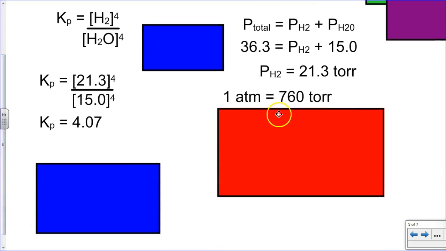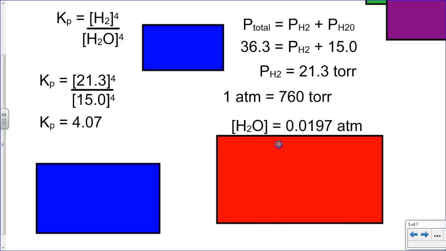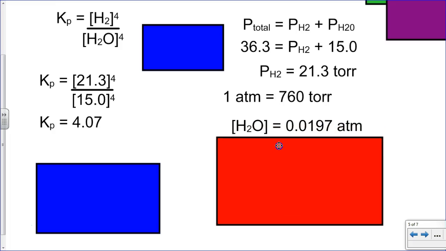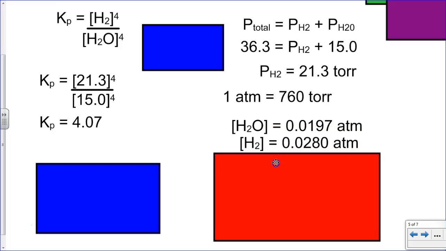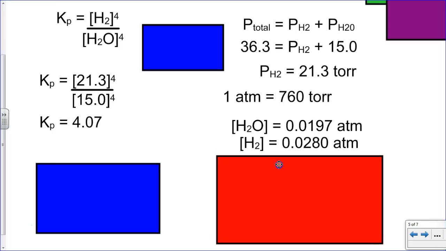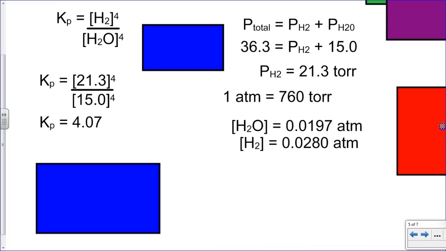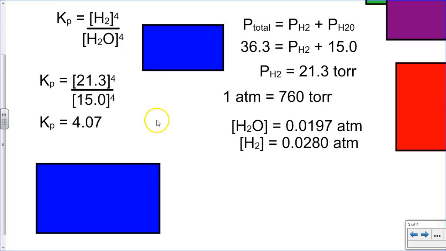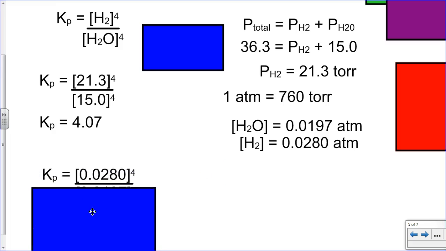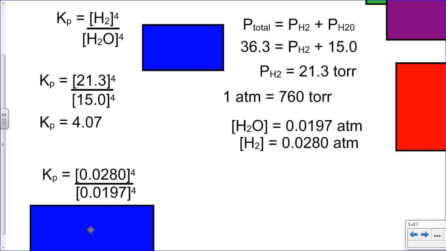Okay, so after you're finished with the calculations, you should have gotten that the water vapor is now 0.0197 atmospheres and the hydrogen gas is 0.0280 atmospheres. To calculate Kp with atmospheres, it's the exact same setup, nothing different. We're still using the original Kp expression that we had for the first chunk of this problem, but instead we're going to plug in these new numbers. So let's go ahead and do that. Why don't you pause the video and calculate this one for me, please.